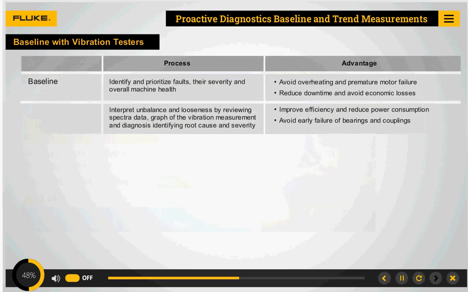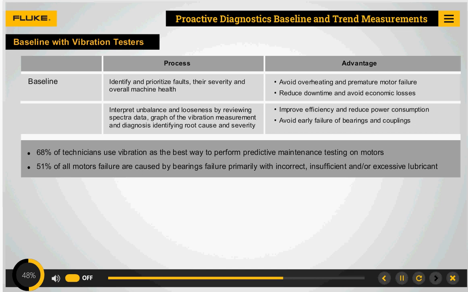By establishing a baseline and understanding of machinery health, you will be able to anticipate problems before shutdown. Remember, 68% of technicians use vibration as the best way to perform predictive maintenance testing on motors. 51% of all motor failures are caused by bearing failures, primarily with incorrect, insufficient, and/or excessive lubricant.